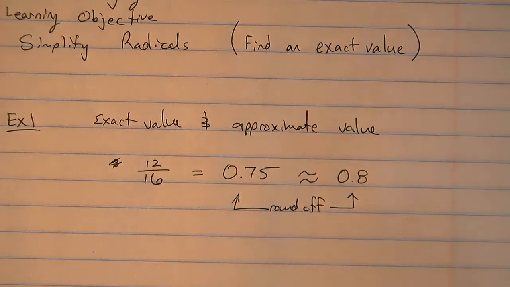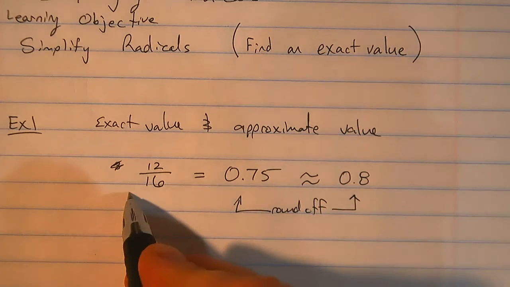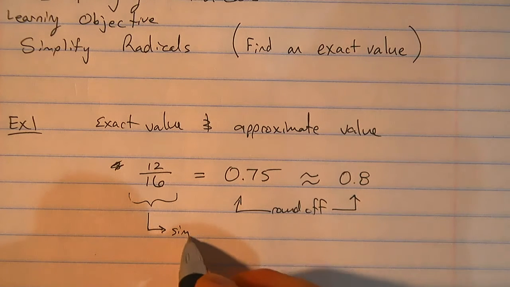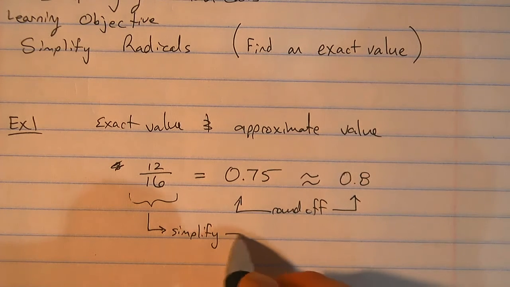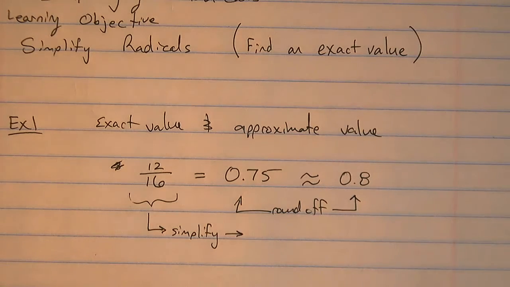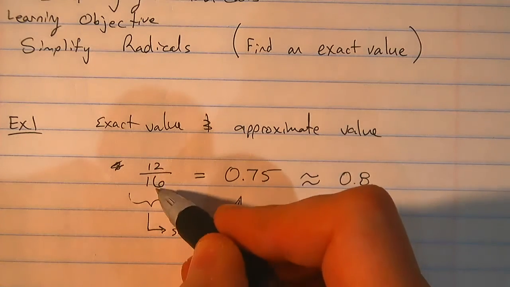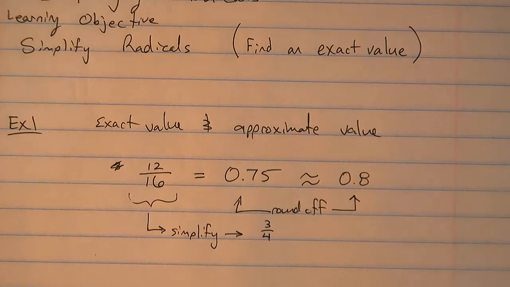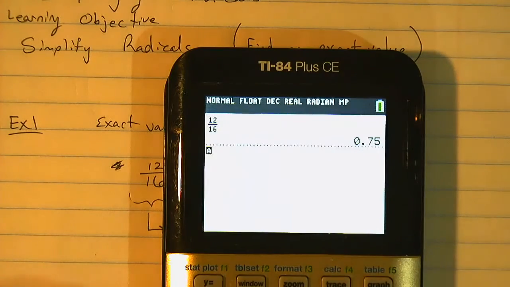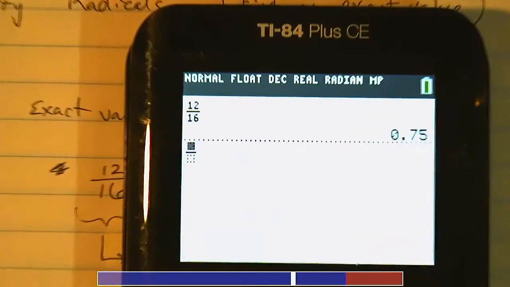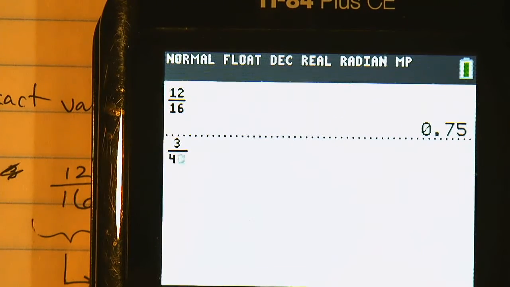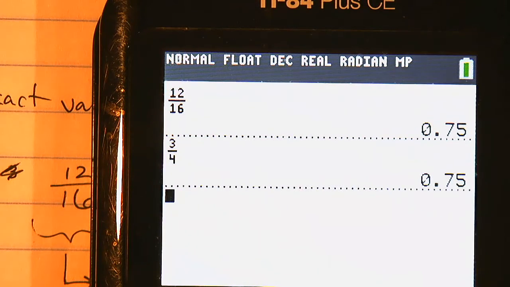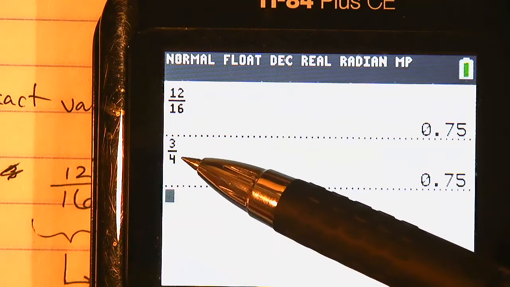Okay, now we also know in the case of fractions that there's another way that I can find an exact value, and that is to simplify the fraction. If I simplify 12 over 16, both of these can divide by 4. So if I divide both of those by 4, I get 3 over 4. Now, 12 over 16 and 3 over 4, you know as well as I do, they produce the exact same decimal. So they are exactly equal to each other. There's no difference between them. This is just considered a more simple form.